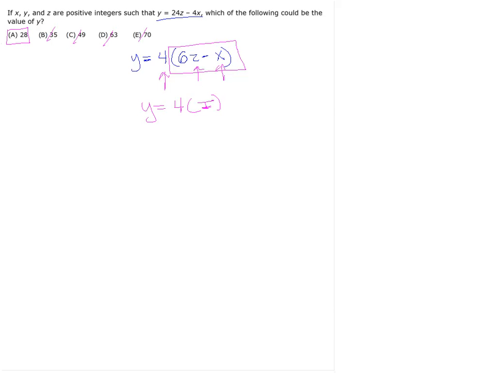Okay, so we're looking for simplicity here. If y is equal to 4 times an integer, y must be a multiple of 4. Only 28 in this example is an answer choice that's a multiple of 4. Okay, the heart of this problem is divisibility. Okay, let's try another one.